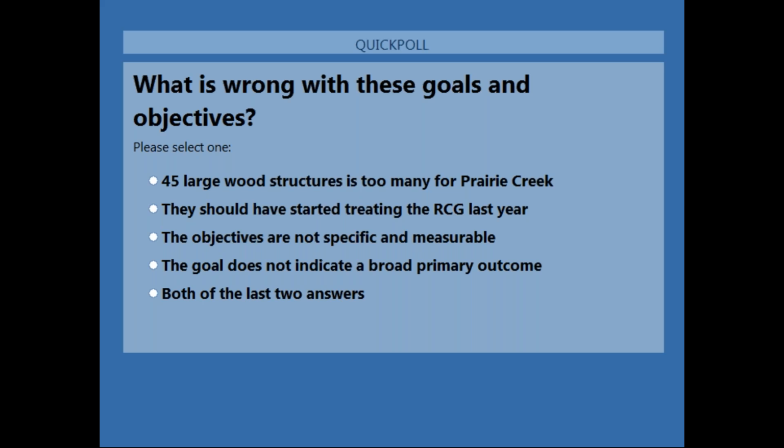So if you're on the review team, can you tell what's happening with this project from these goals and objectives? And I also want to note that these have been loosely modified from an actual application, whose applicant will remain unnamed.